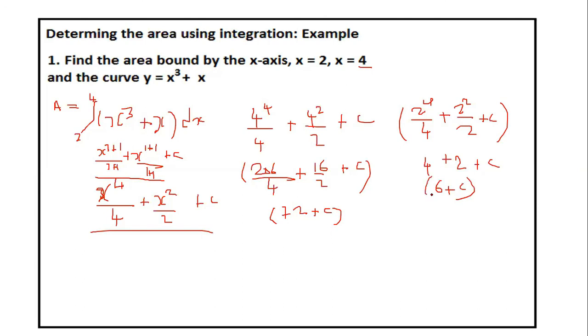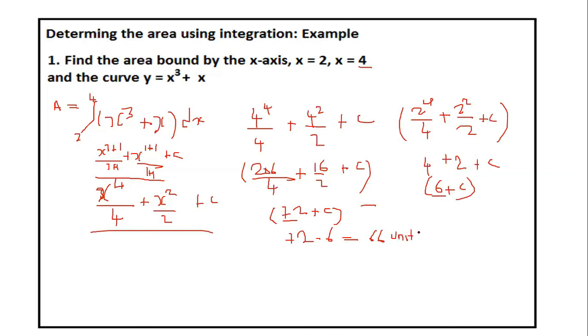So if I bring these two closer together, I'll just subtract. I'll just subtract 72 minus 6, and I find the answer, because when I say plus C minus this C, they've just cancelled. So 72 minus 6 gives me 66 units squared. And I found my area.